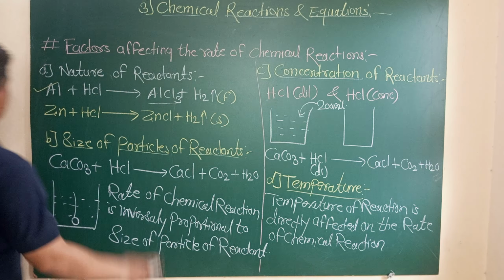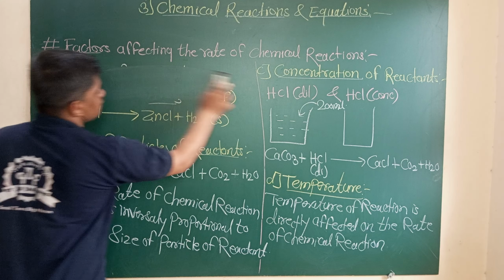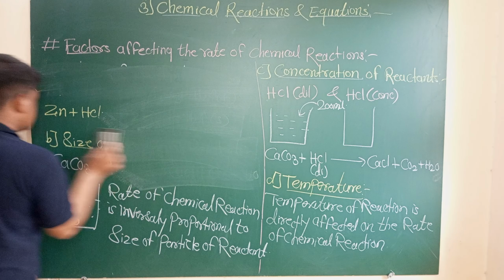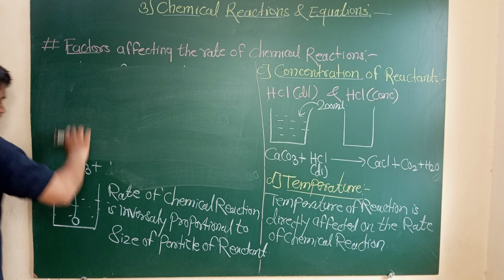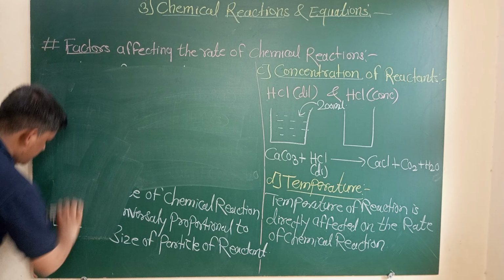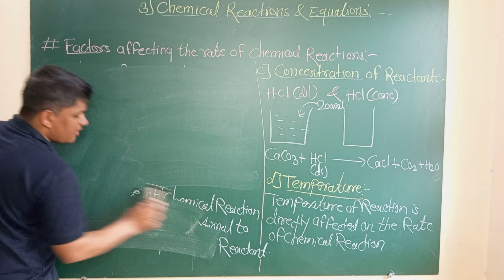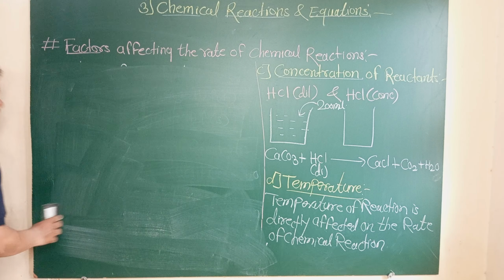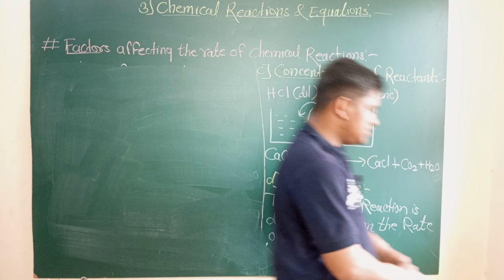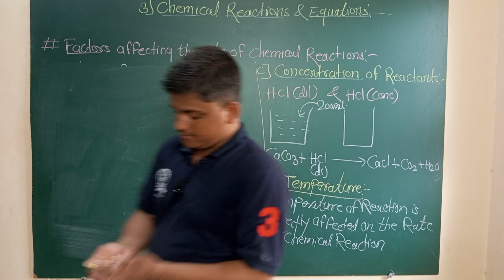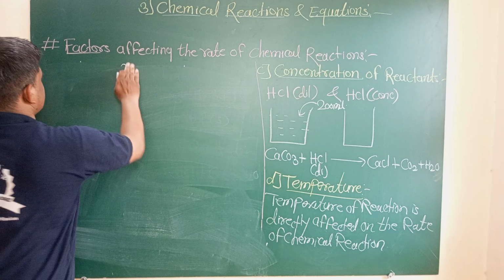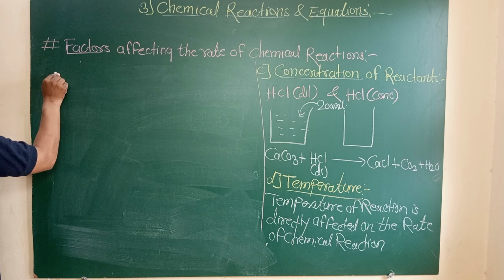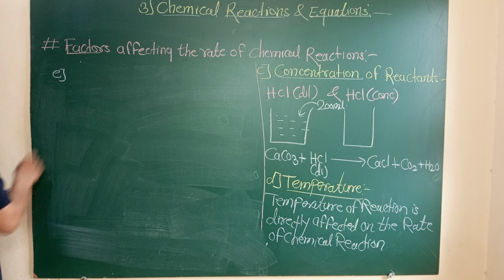The last one is the catalyst. What is a catalyst? A catalyst is a chemical or physical component which does not take part in the chemical reaction directly, but it helps push the reactant to convert into the product of that chemical reaction. This is the function of a catalyst. If we use a catalyst, the reaction happens faster.